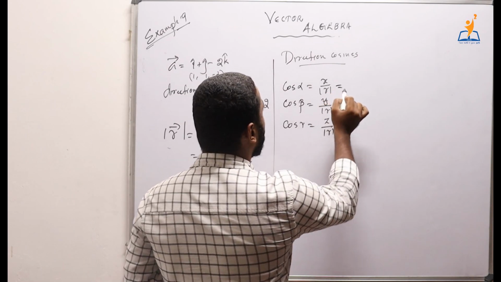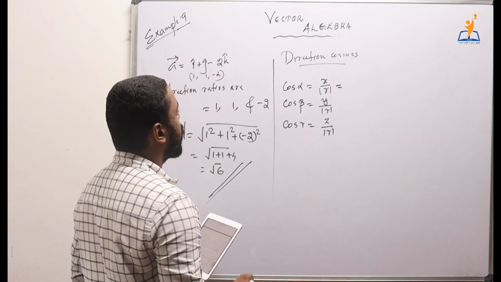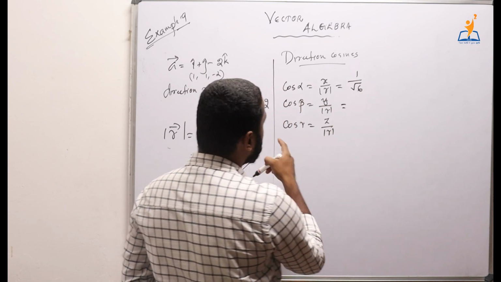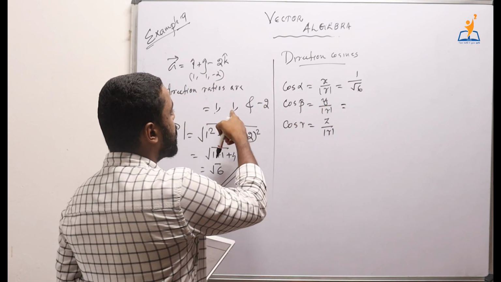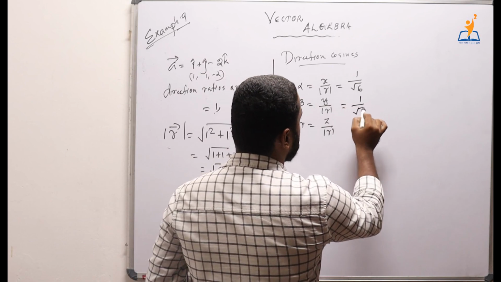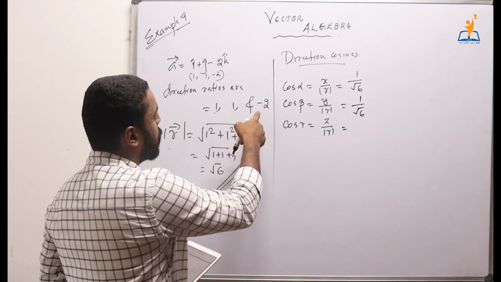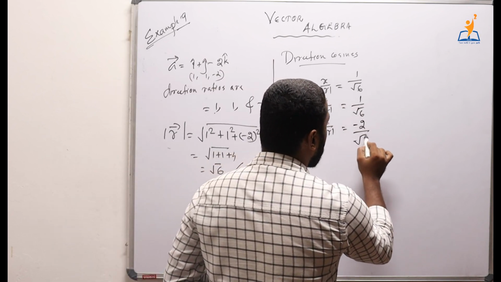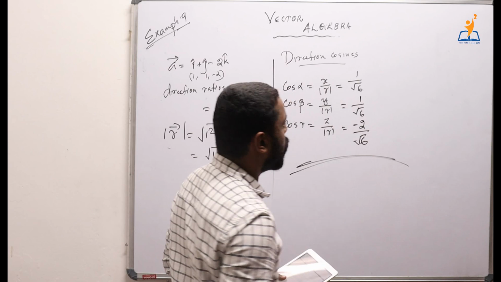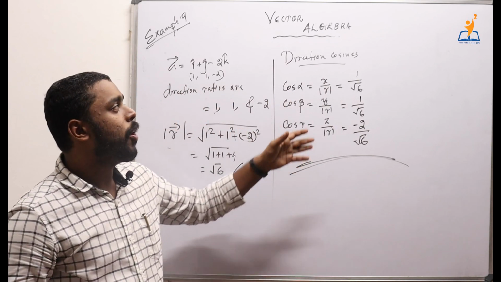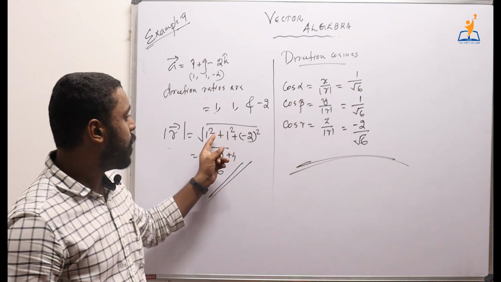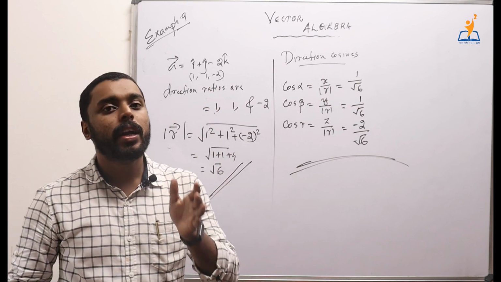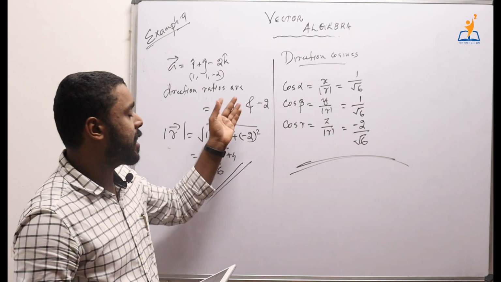So we have cos alpha is equal to x by mod r. So x is nothing but 1, so 1 by root 6. Cos beta is nothing but y by mod r. Y is nothing but 1, so 1 by root 6. And cos gamma is nothing but z by mod r. Z is equal to -2, so -2 by root 6. So these are our direction cosines. Here we have found direction cosines directly from direction ratios. Always remember that for a vector in the component form, direction ratios are nothing but its components.